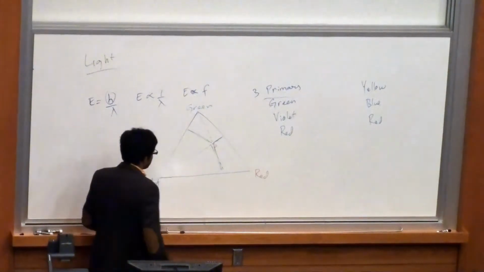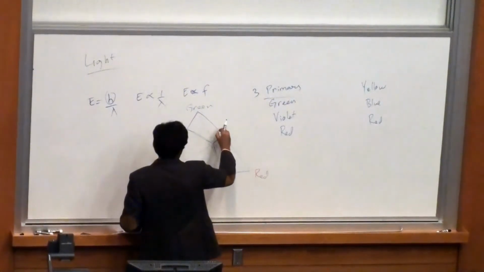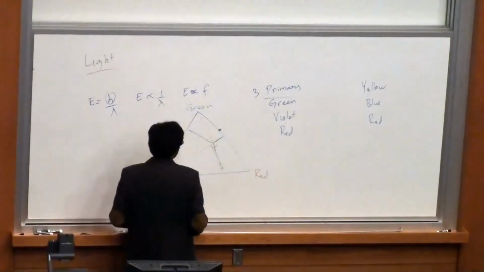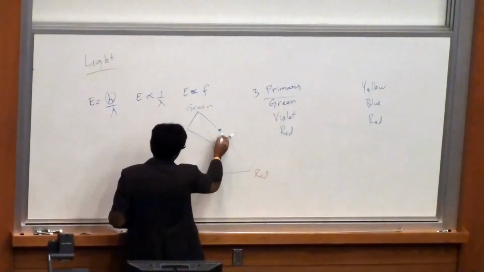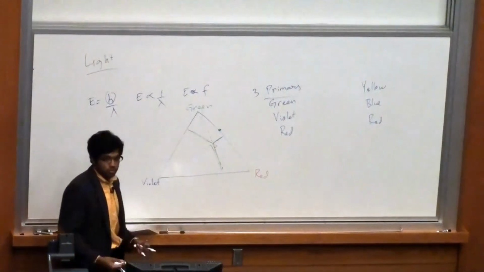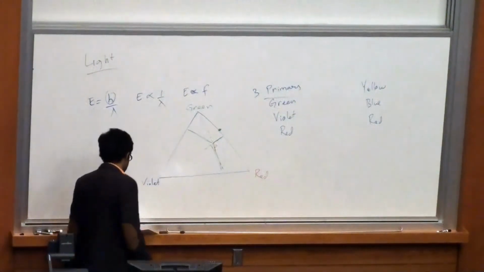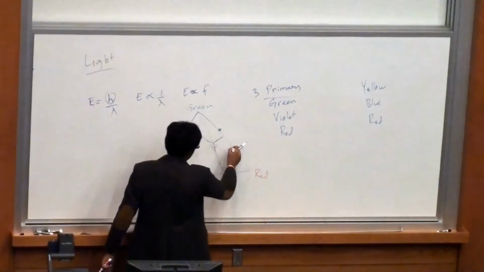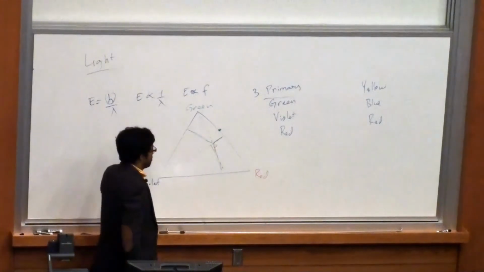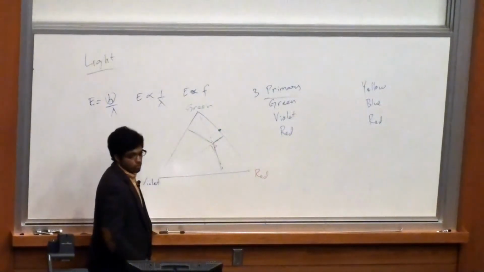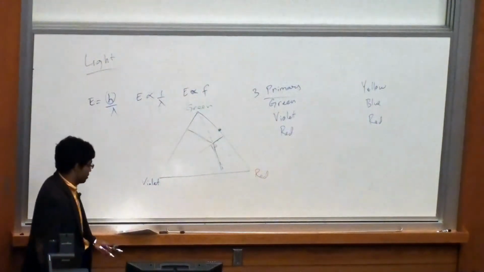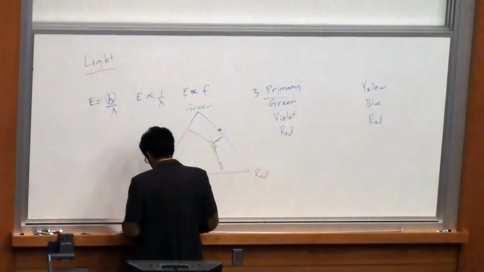If I wanted yellow, for instance, it would be somewhere along this, which means that I need a certain amount of green, a certain amount of red, and no violet, and that would give me yellow. If I want orange, I can slide further down, so I add more red but less green, and that would give me, not red, orange, and so on.